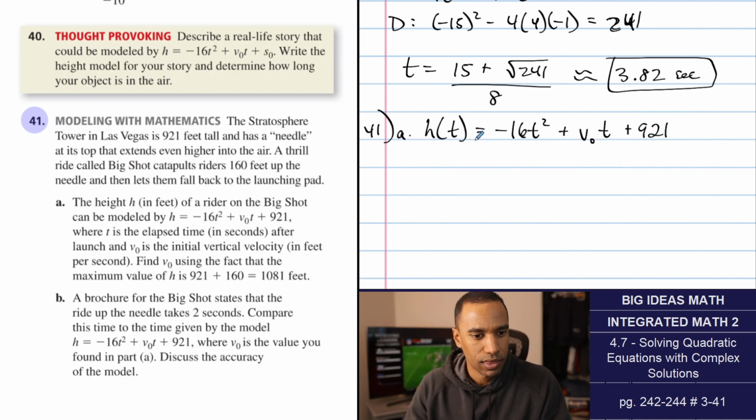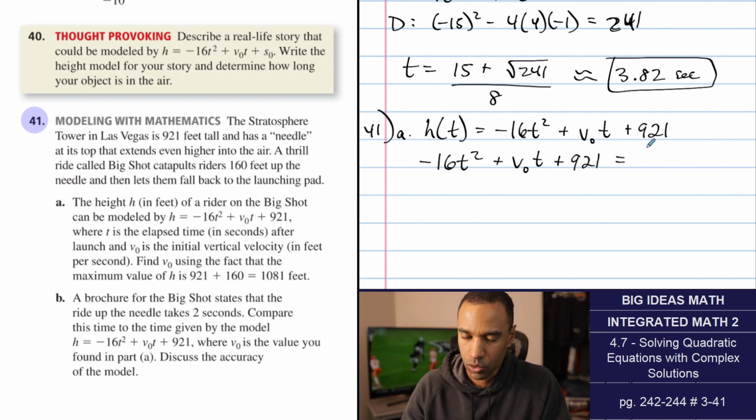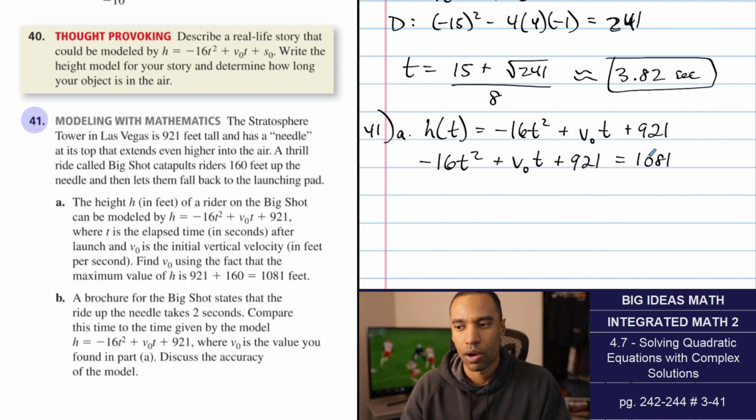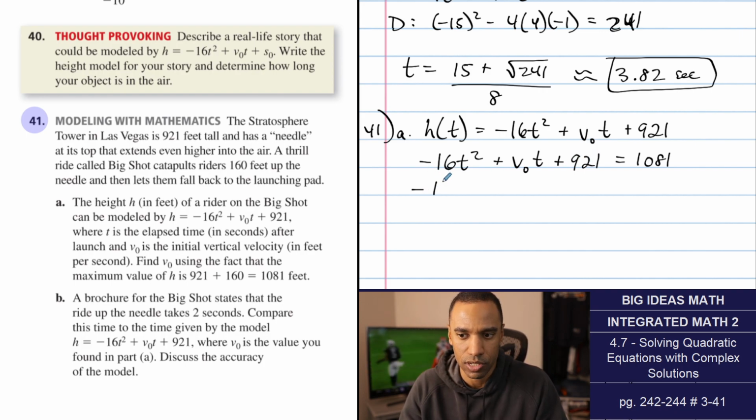We're going to set the final height that we get at 1,081 feet and find the initial velocity of that. So negative 16t squared plus V naught t plus 921 equals 1081. Now, when I subtract that over here to the side, I'll get that 160 we were kind of looking at here: negative 16t squared plus V naught t minus 160 equals 0.